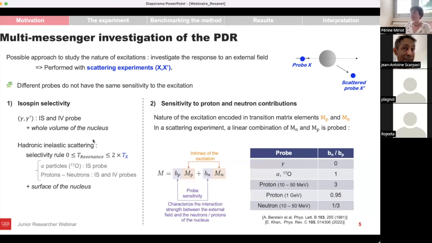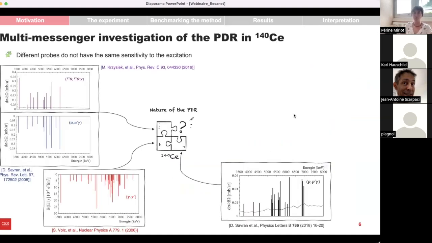The hadronic inelastic scatterings are both sensitive to Mn and Mp, but in different relative contributions. So for instance, the alpha particle or the oxygen-17, which are isoscalar probes, are as sensitive to the neutron as to the proton. So they have a ratio Bn over Bp equal to 1. And the proton and the neutron probes are complementary probes, since the proton is 3 times more sensitive to the role played by the neutron, whereas the neutron is 3 times more sensitive to the role played by the proton. So you can see with all those different sensitivities of the probes, we can extract complementary information on the nature of the resonance, of the pygmy dipole resonance.